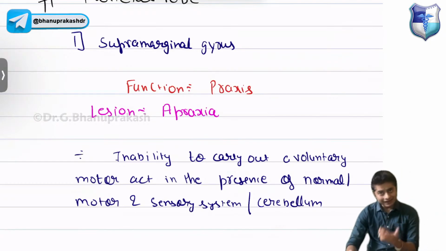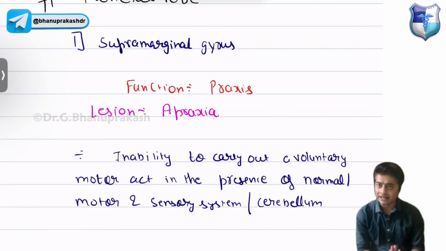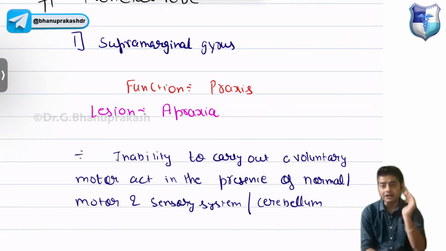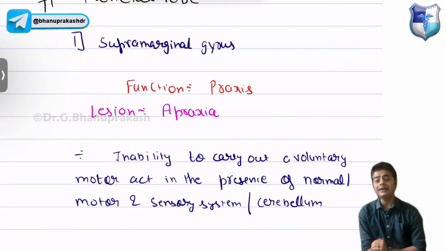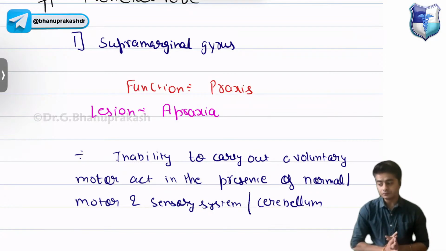So there is the supramarginal gyrus. Its function is praxis. If there is a lesion in the supramarginal gyrus, it will lead to apraxia. Apraxia, what is this? It is the inability to carry out a voluntary motor act in the presence of normal sensory system.